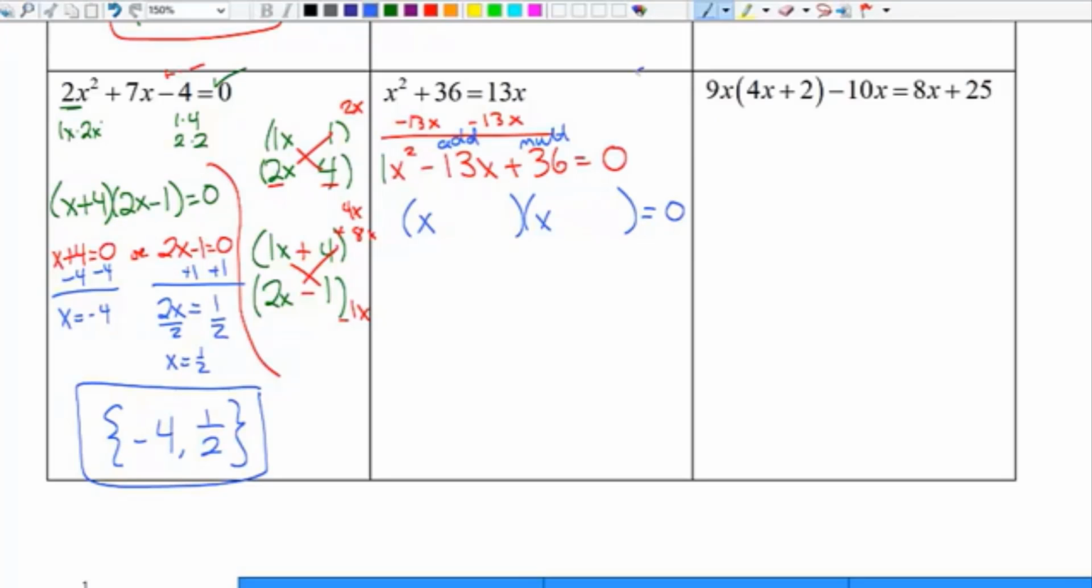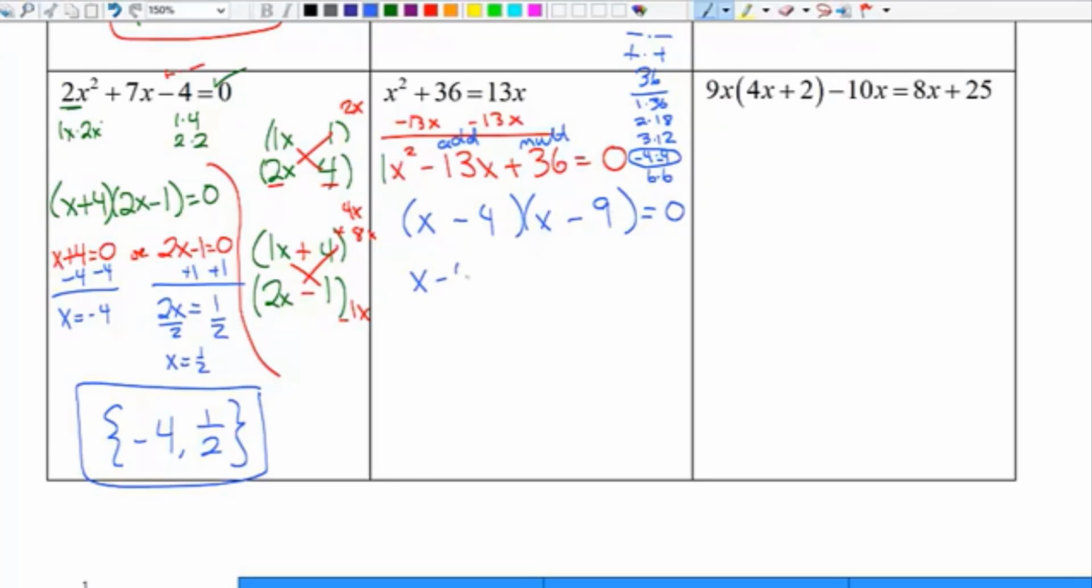My factors of 36 are 1 times 36, 2 times 18, 3 times 12, 4 times 9, and 6 times 6. Because the 36 is positive, I'm either going to have a positive times a positive or a negative times a negative. In this case, I need to add to negative 13, so it looks like both of them are going to need to be negative. And I'm getting negative 4 and negative 9.